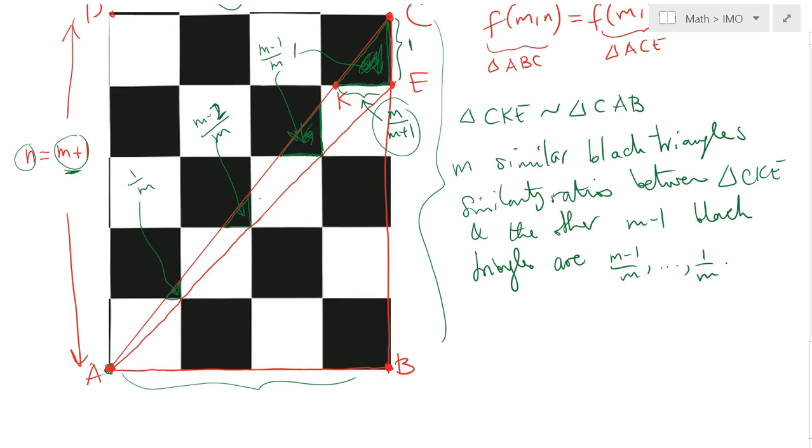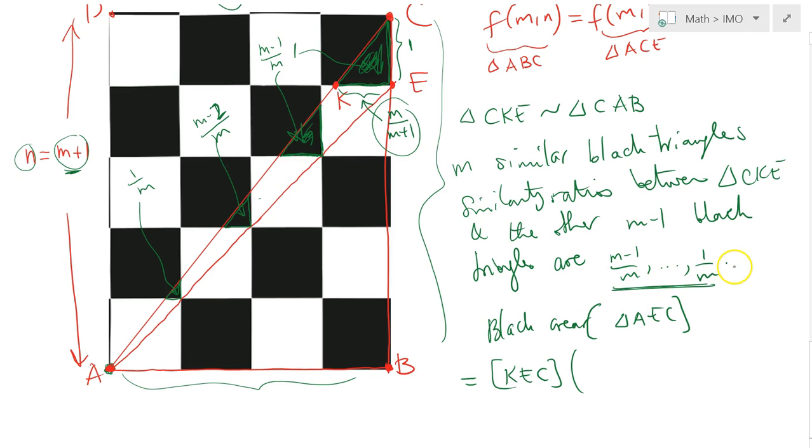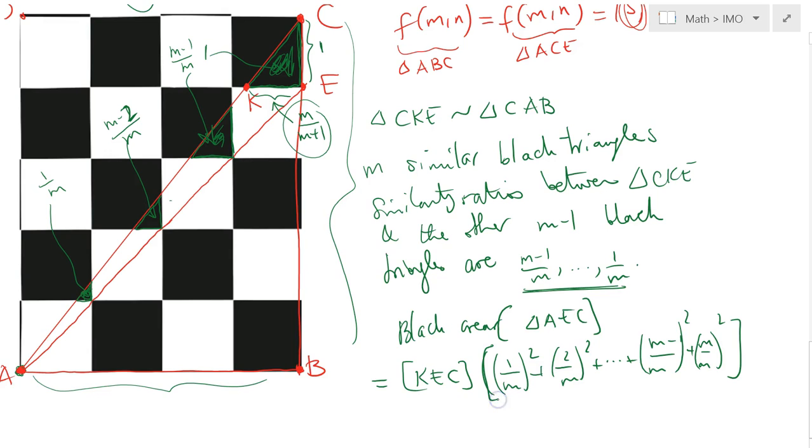Let's add the area of these little black pieces. So the black area of triangle AEC is simply equal to, if we think of triangle KEC, the area of KEC times, okay, we have to write it based on the dimensions. The similarity ratios are here, but when we square them for the areas, I would have 1 over m squared for the little one here, plus 2 over m squared, and so on, all the way to (m minus 1) over m squared, plus m over m squared. That's it.